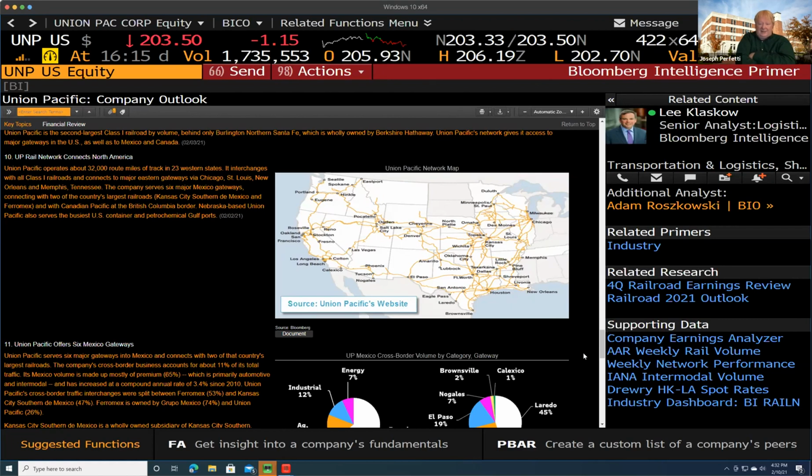What about the C? We said based on the data, they're doing a little bit better than some of their peers. So what is the competitive advantage in Union Pacific? What makes them good?